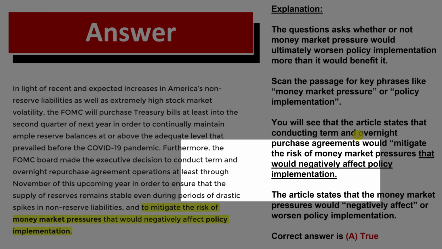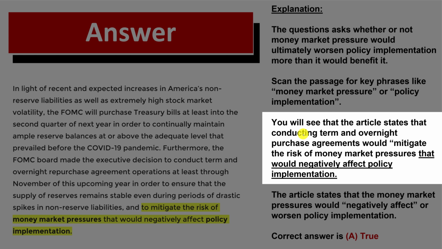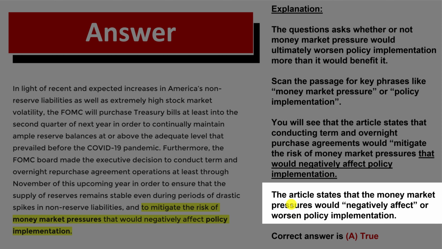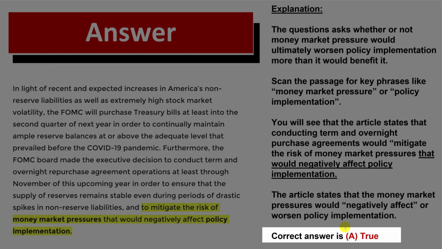You would need to see that the article states that conducting term and overnight repurchase agreements would mitigate the risk of money market pressures that would negatively affect policy implementation. So the key here is negatively affect policy implementation. The article states that the money market pressures would negatively affect or worsen policy implementation. So the correct answer here is choice A, true.